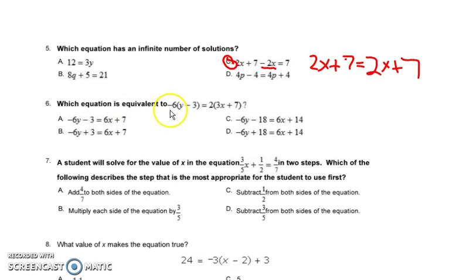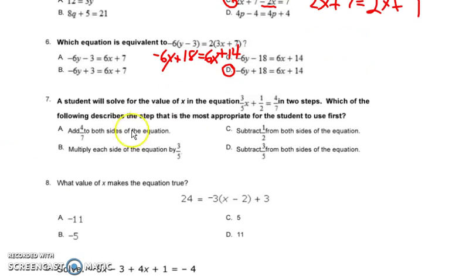Which equation is equivalent to negative 6 times y minus 3 in parentheses equals 2 times 3x plus 7 in parentheses? Well, if we simplify it by distributing, negative 6y, plus, that's negative 6 times negative 3, so that's plus 18 equals 2 times 3 is 6x, 2 times 7 is 14, so negative 6y plus 18 equals 6x plus 14. That matches up with D right there. Negative 6y plus 18 equals 6x plus 14.